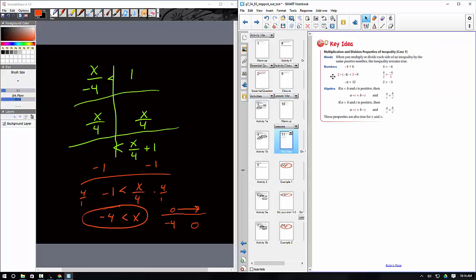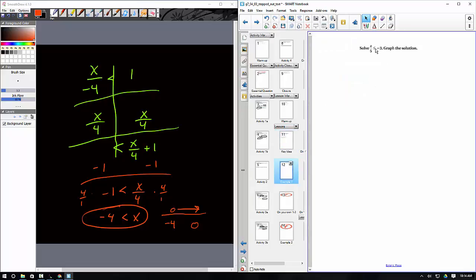So the key idea here is that when you multiply or divide each side of an inequality by the same positive number, the inequality remains true. So if I multiply, let's say here, both things by 2, it's still a true statement, correct? And if you divide, the exact same thing happens. It still stays as a true statement.